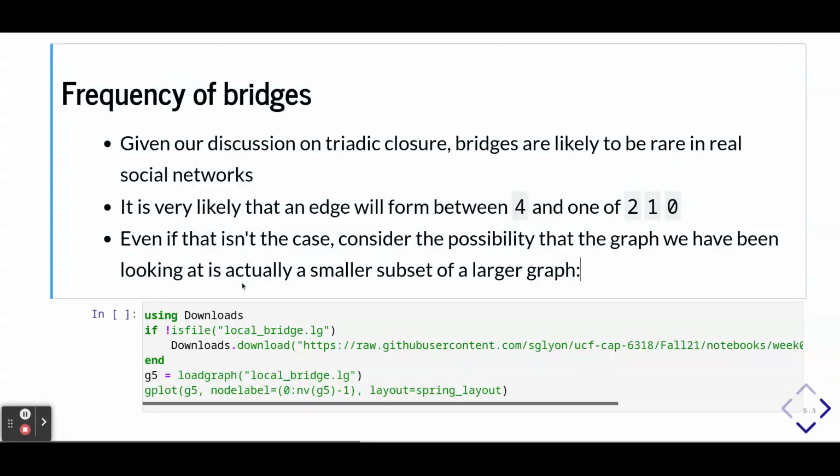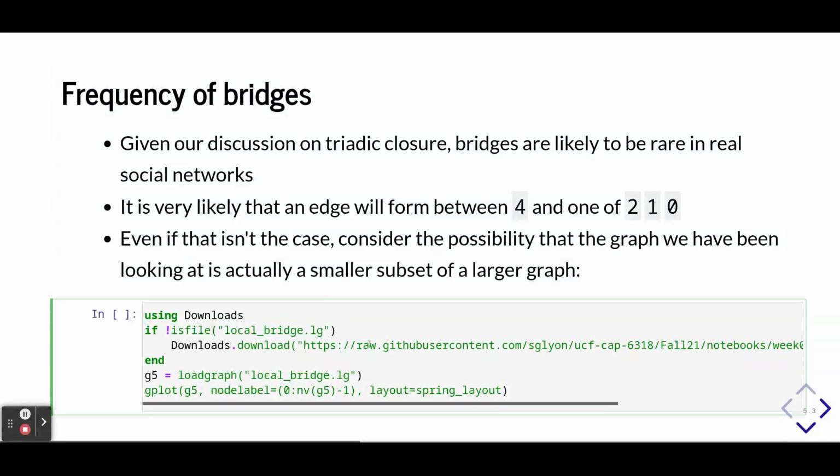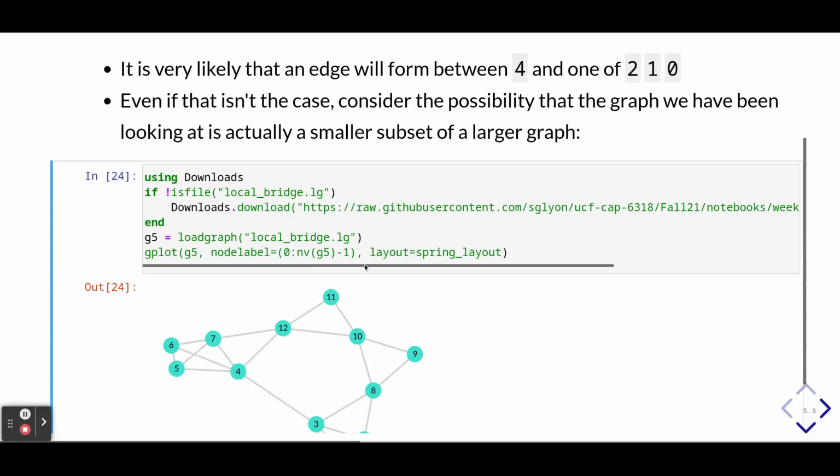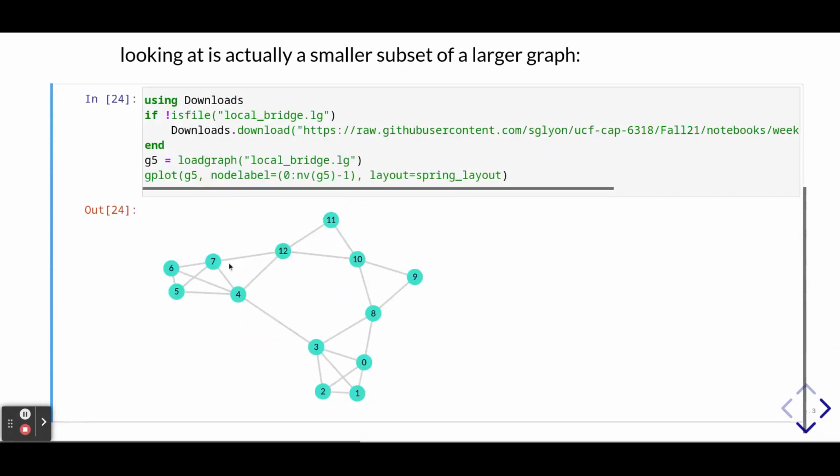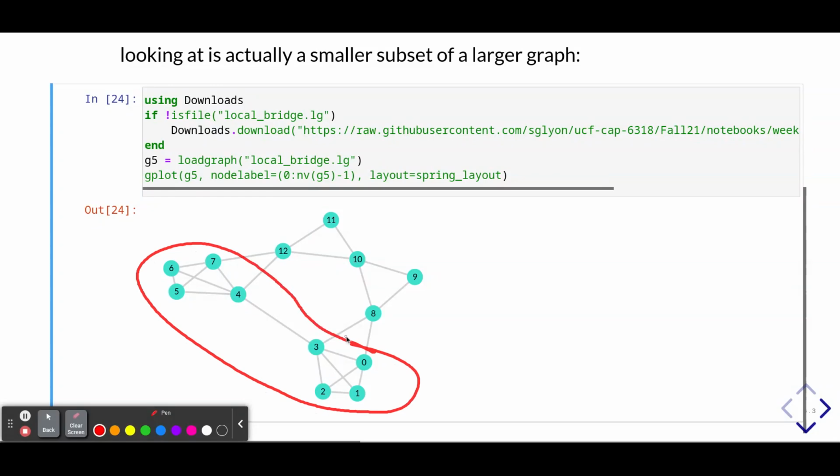Suppose that we did end up at a case where none of these edges formed. For some reason, 4 is unwilling to connect with either 2, 1, or 0. Even in that scenario, where 3, 4 might still be a bridge, it's entirely possible that this 3, 4 we've been looking at in this barbell is actually just a subset of a much larger graph. So here we have a graph containing our original nodes 0 through 7. That's what we'll find right here.